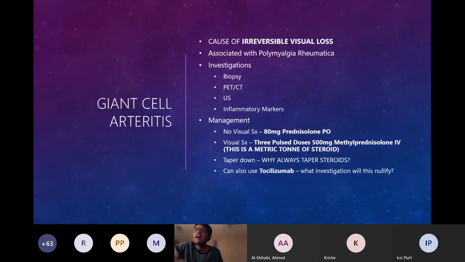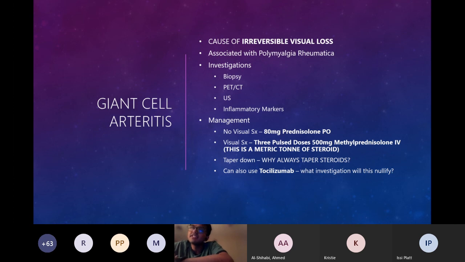Fine. And we'll talk about giant cell arteritis because it's super, super important. It's a cause of irreversible visual loss. You need to know it in three different specialties. You need to know it in rheumatology. You need to know it in neurology as it's a differential for headaches. And you also need to know it for ophthalmology next year. And it's associated with polymyalgia rheumatica, which is a non-specific condition where you get proximal muscle pain and girdle pain.